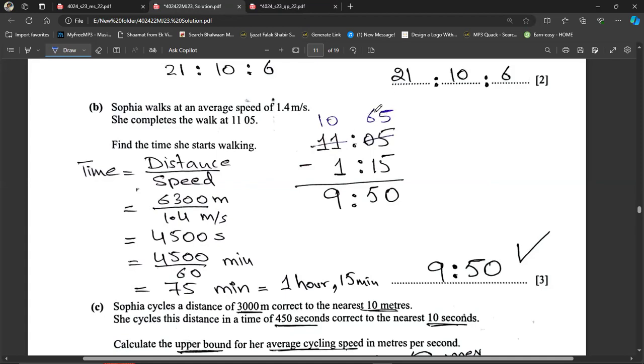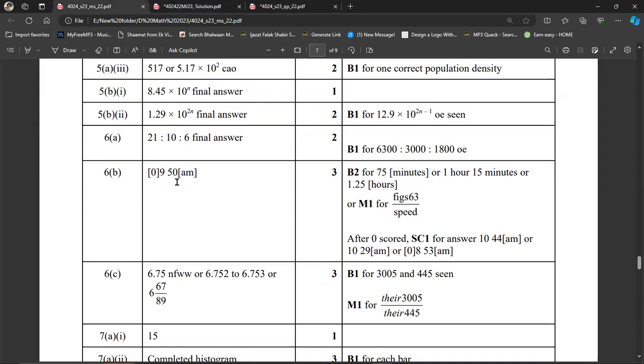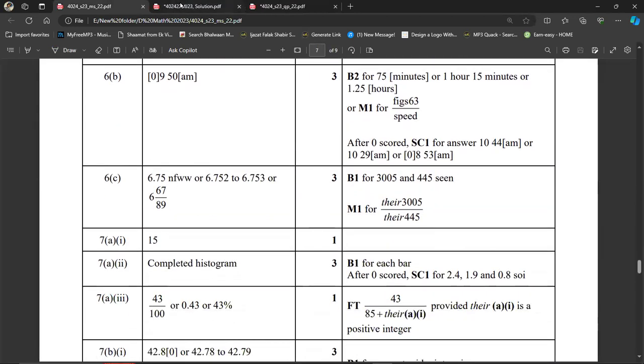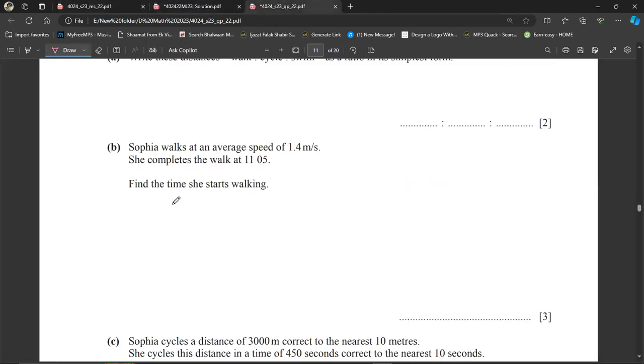Here 10 hours are left. 65 minus 15 is 50 minutes. 10 hours minus 1 hour is 9 hours. So at 9:50 she started walking. Hopefully you understand our answers are right. This is how this is done.